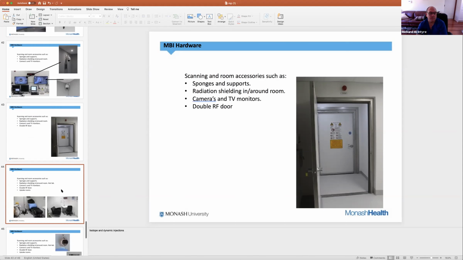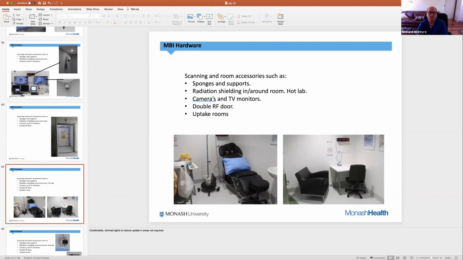There's uptake rooms. So sometimes we give the patients radiation. We let them wait for maybe half an hour or an hour until that radiation goes through their body and collects in the organs that we want it to collect in, and then we do the scan.